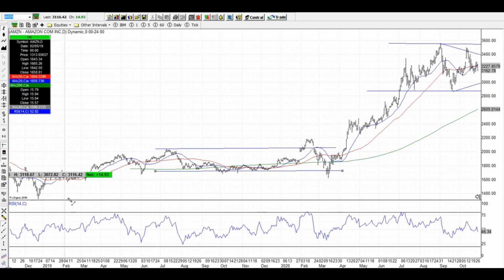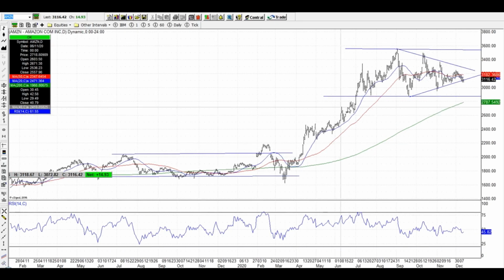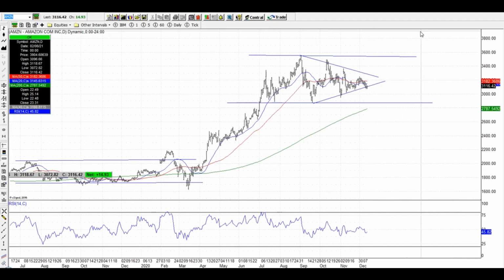Now, a channel is just an area where stock keeps bouncing from the top to the bottom, moving along here, and then finally it will either move convincingly below or convincingly above, and finally Amazon moved up, and now it's in this other new channel.